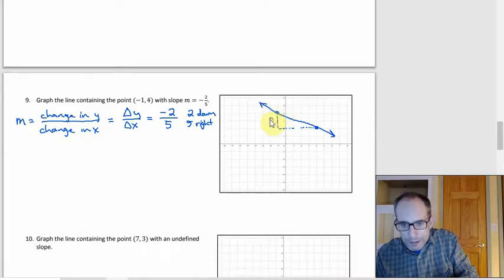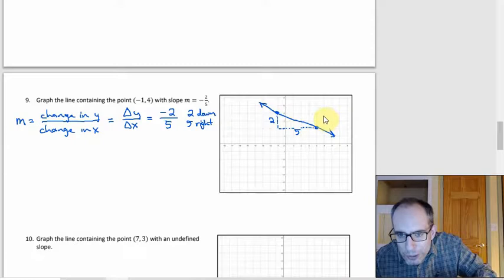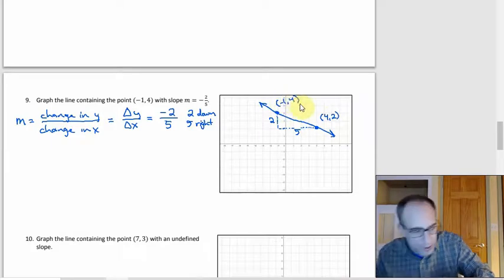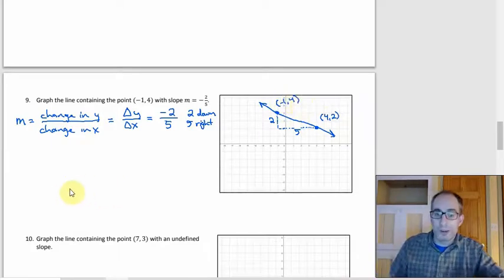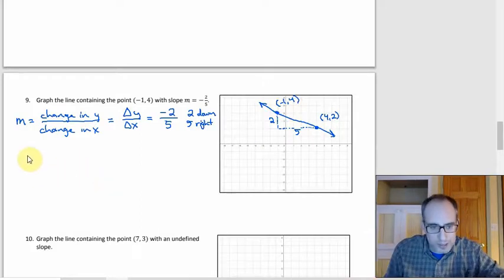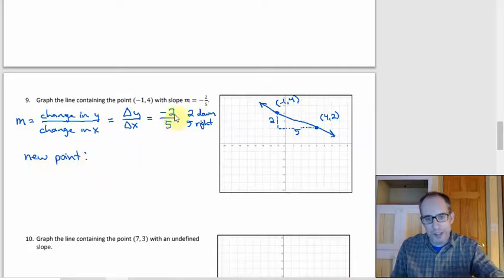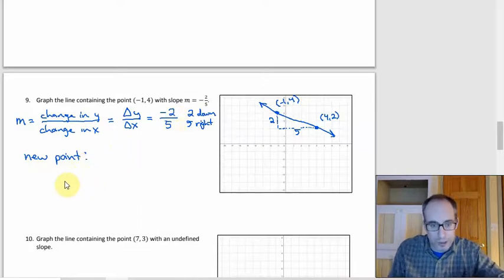Right, so this was going down 2, and then this was going over 5. And this point over here looks like it's 4, 2. And this up here is our original negative 1, 4. You could also do this algebraically without just counting off on the graph. You could say that for our new point, you would start with the old point, but then you just add or subtract using the coordinates.